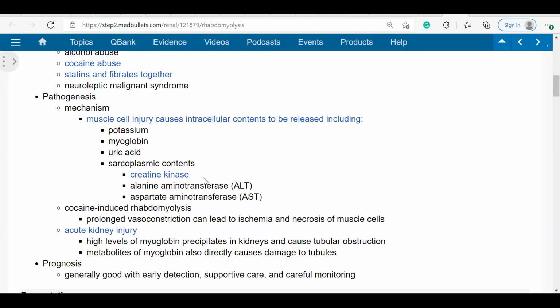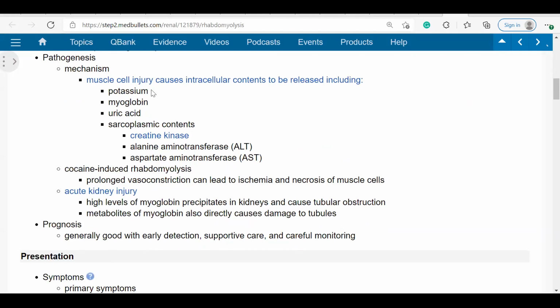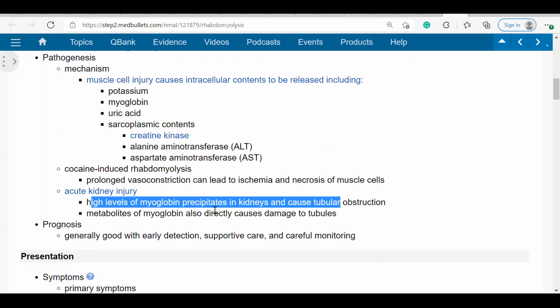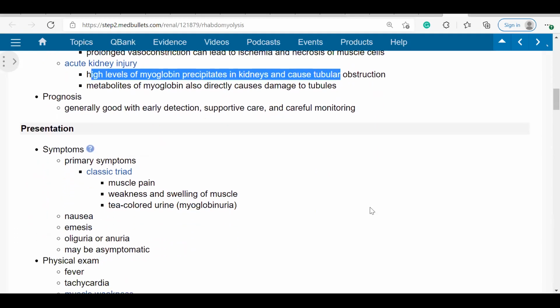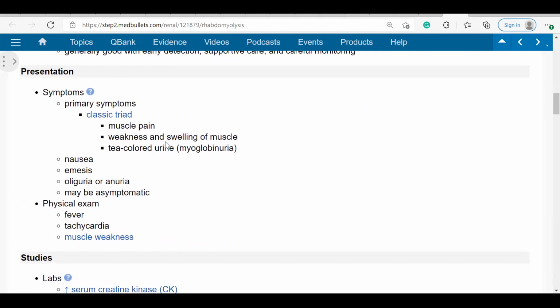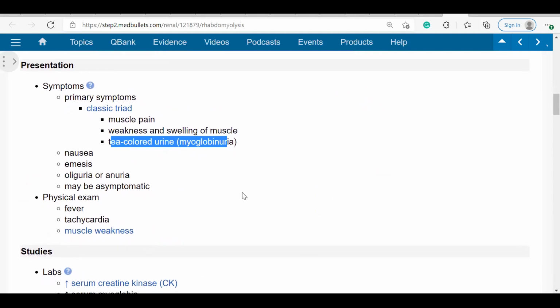When muscle injury causes intracellular content to be released into the blood, it can release potassium, myoglobin, uric acid, and also creatine kinase, ALT, AST, everything can get released. Because of that, myoglobin sometimes can also be precipitated in the kidney and cause tubular obstruction, followed by acute kidney injury. Very important: the classic triad is muscle pain, muscle weakness and swelling, and tea-colored urine, which is due to myoglobin.